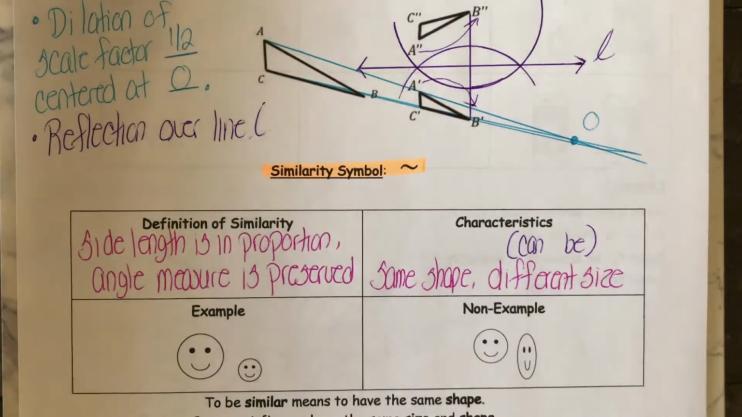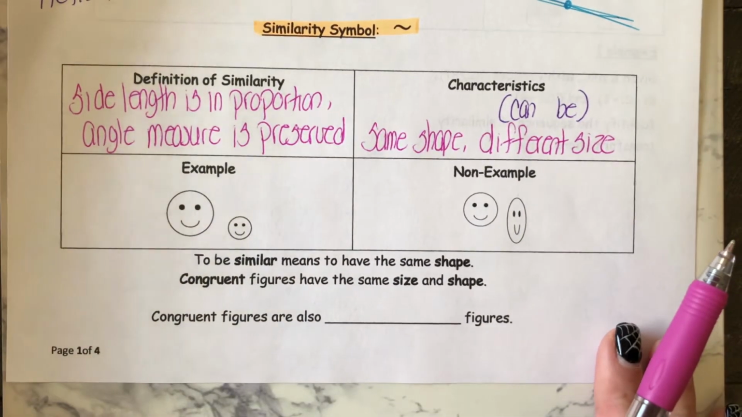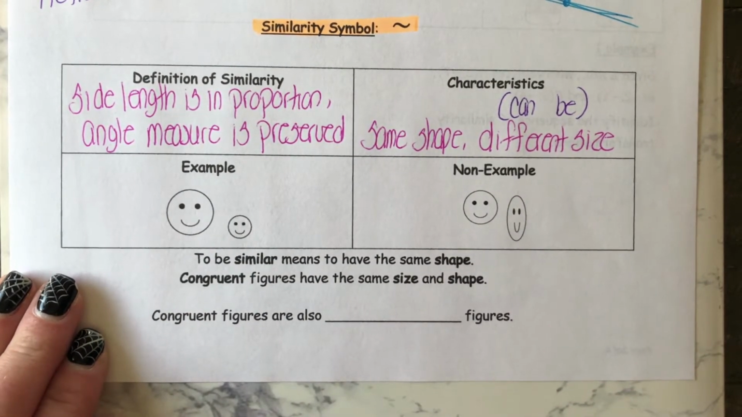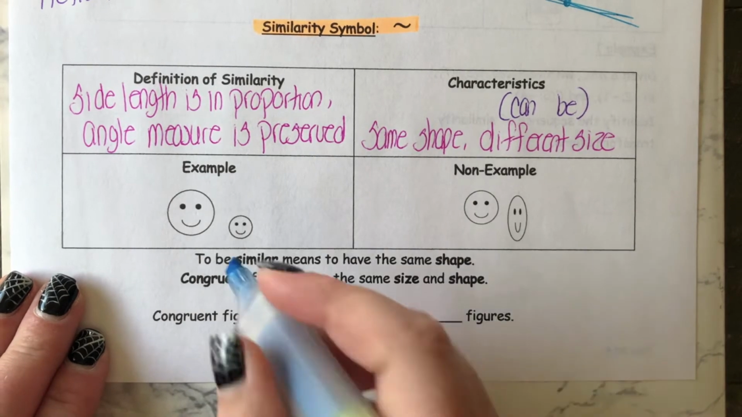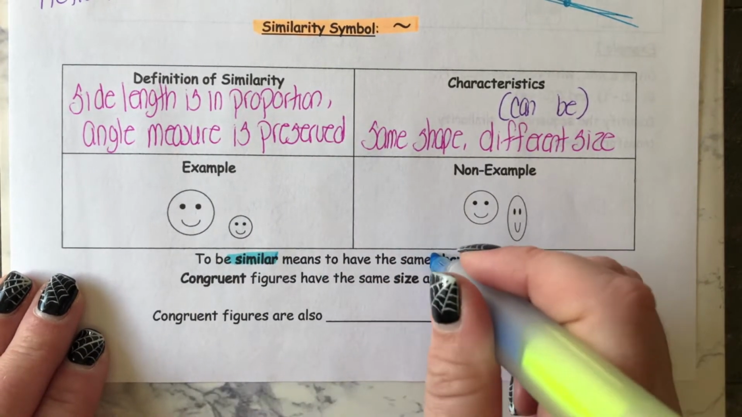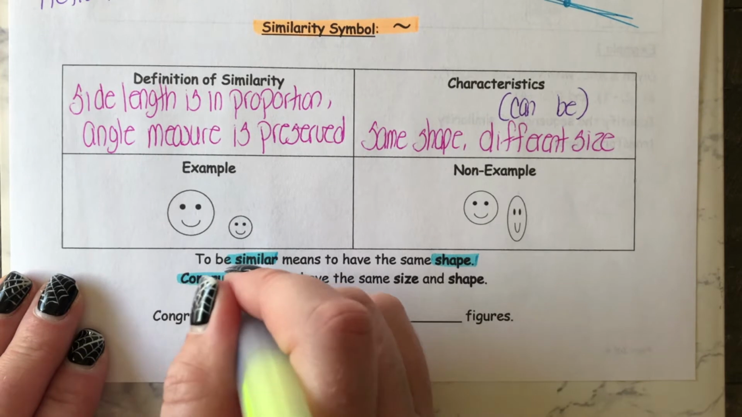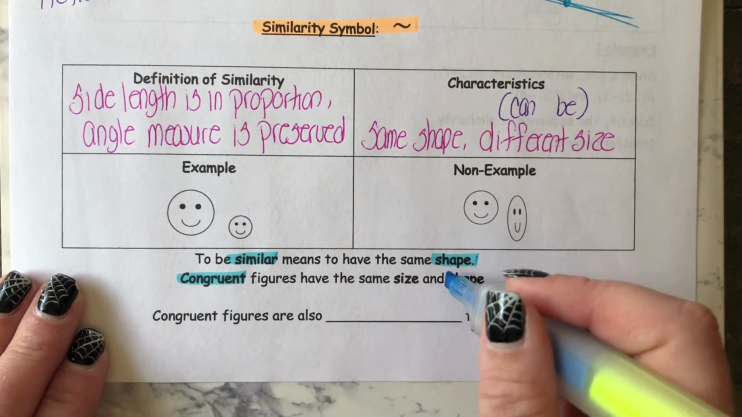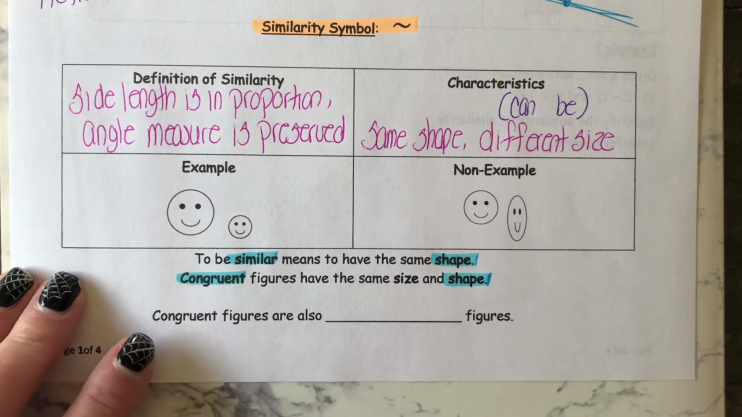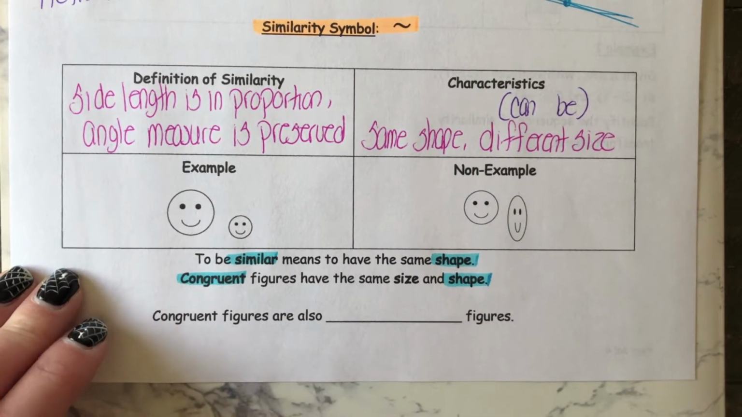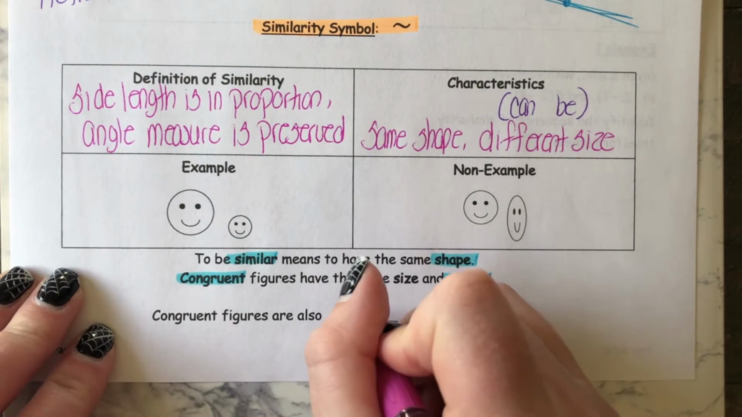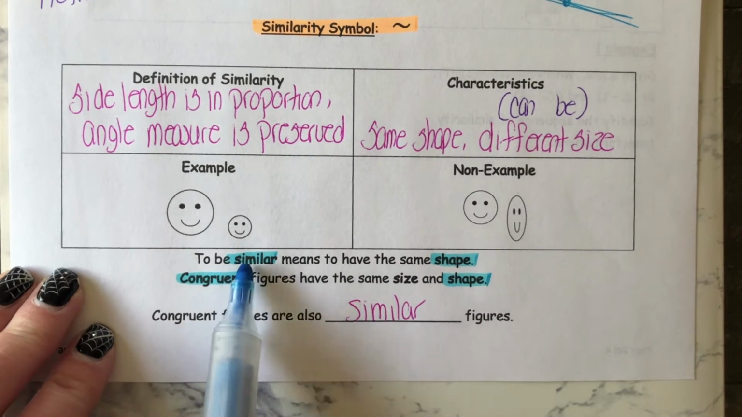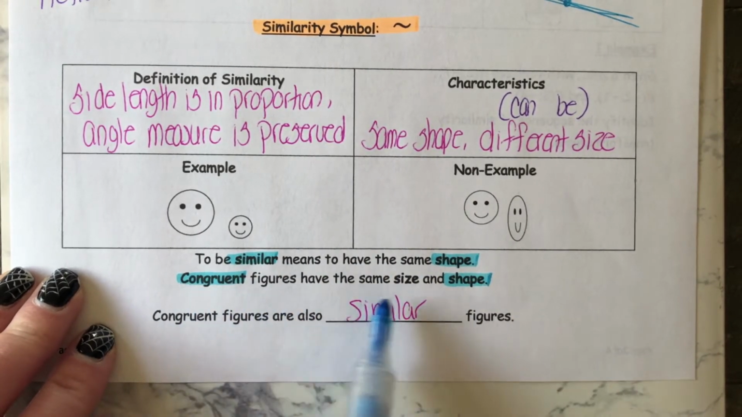As we look at the notes towards the bottom here, let me just slide this up a little bit more. It says to be similar means to have the same shape. I'm going to highlight that. If I want to be similar, that means I have to have the same shape. If I want to be congruent, that means I have to have the same size and the same shape. So underneath, when it says congruent figures are also what figures, I'm going to say congruent figures are also similar figures. Because if I'm similar, I have the same shape. And if I'm congruent, I also have the same shape.